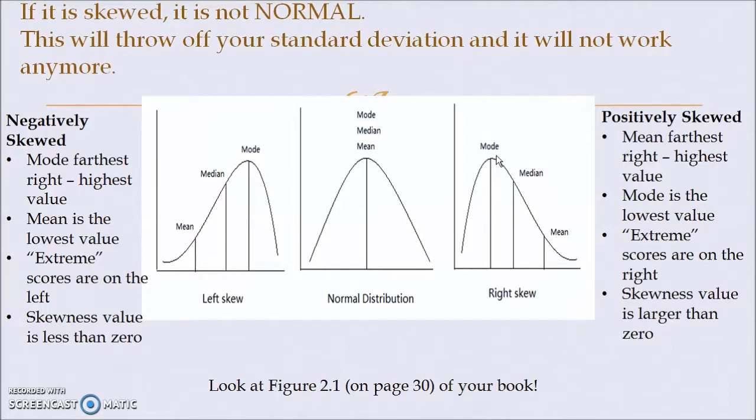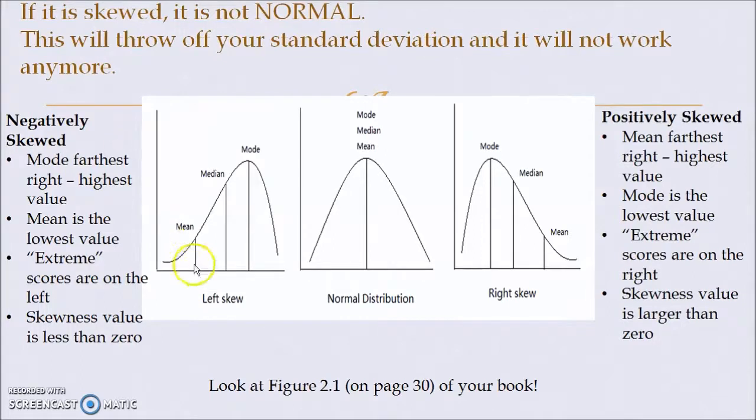If I use the test example again, that means more students did poorly, but the mean was pulled towards the right because of the high scores of a few students. So that is why this one is called right skewed and this one is called left skewed, which is negatively skewed. On page 30 of your book, it shows you a positively skewed and a negatively skewed graph.